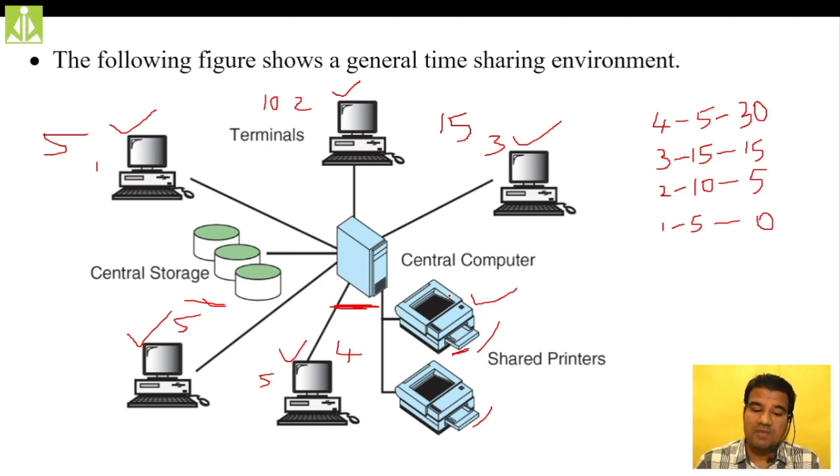So likewise, they are sharing the central printer time. And in the same way, if they want to utilize the central computer, they have to share the central computer CPU time as well in order to accomplish their jobs. Whoever comes first into this time sharing computing environment will be served first. Hope you understood this concept.